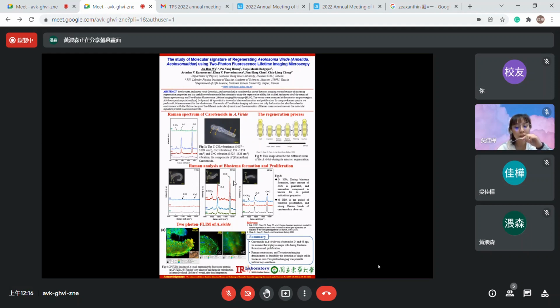So we speculate that during blastema formation, a large amount of ROS is generated, and the zeaxanthin component is generated to antagonize it. At 48 hours, which means blastema proliferation, we can see the zeaxanthin components can still be observed. So we surmise that it's because the zeaxanthin components start to spread to the whole part of the body.